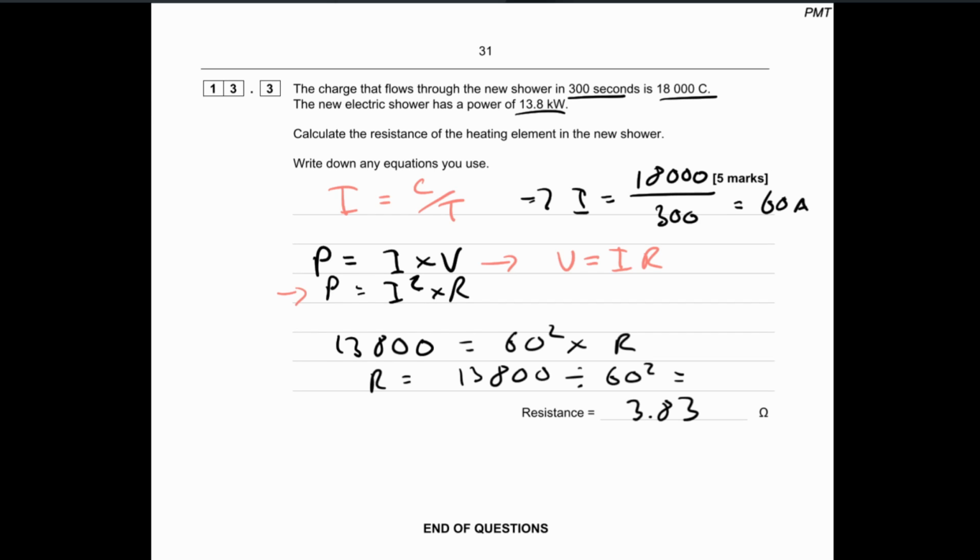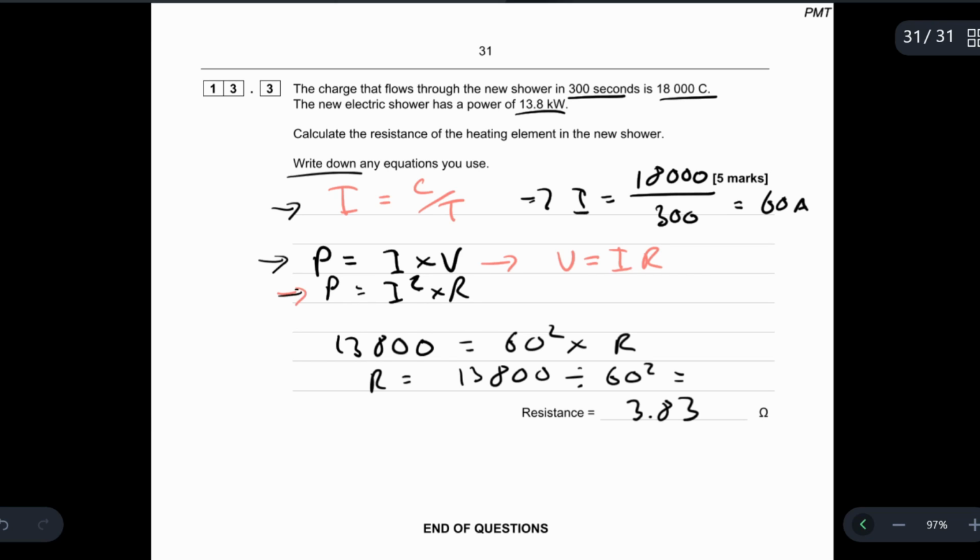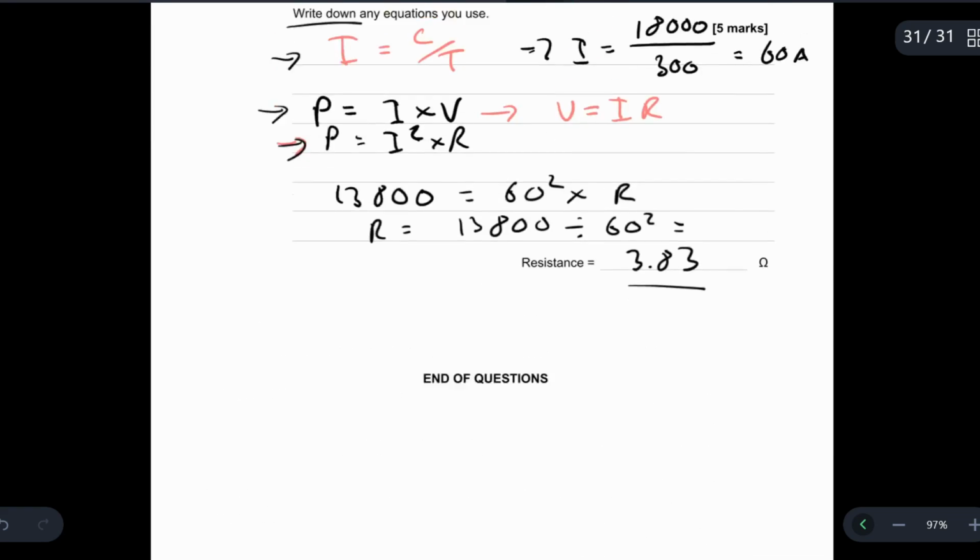In this question, it's 5 marks, and the only thing you need to be careful of is to just go through it step by step. You can work out the current. You're going to need to write down the equations that you use, so make sure you write down these equations as you go along. Then you just go step by step, and you should get the answer of 3.83 ohms.